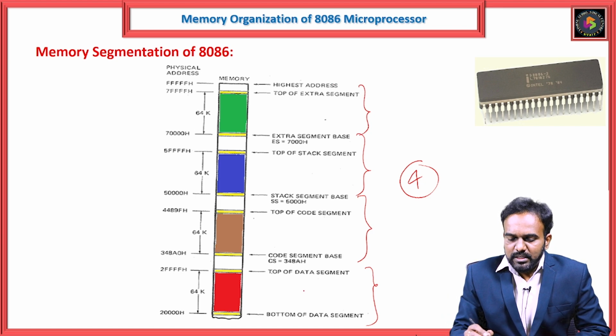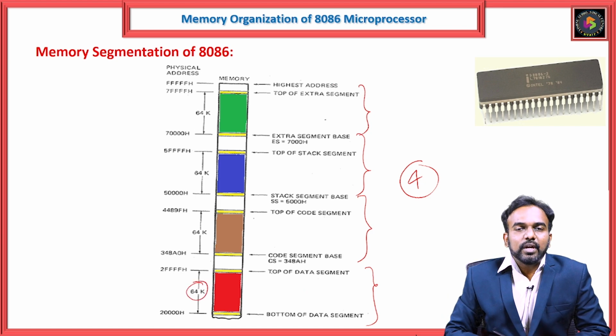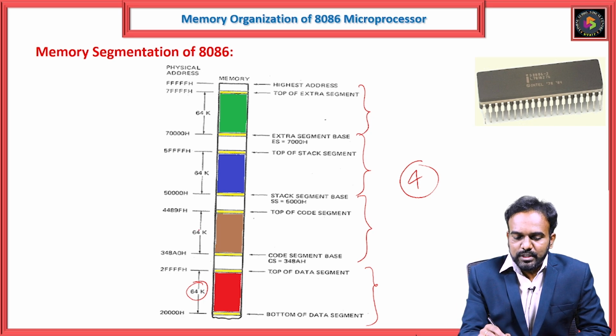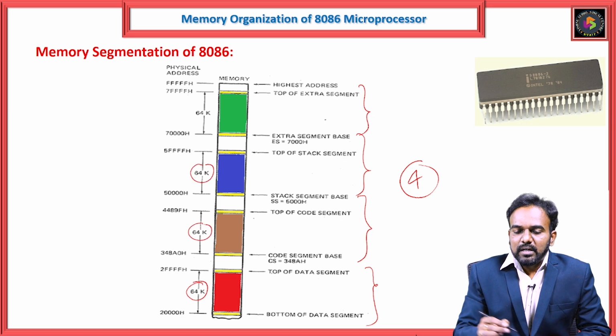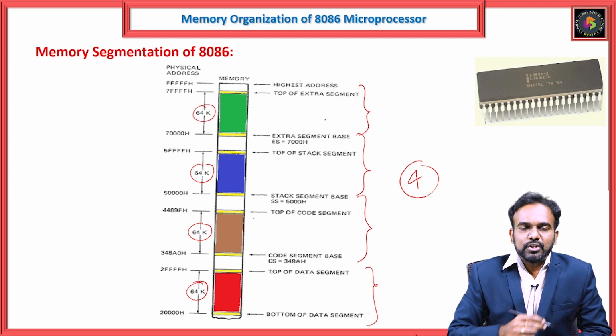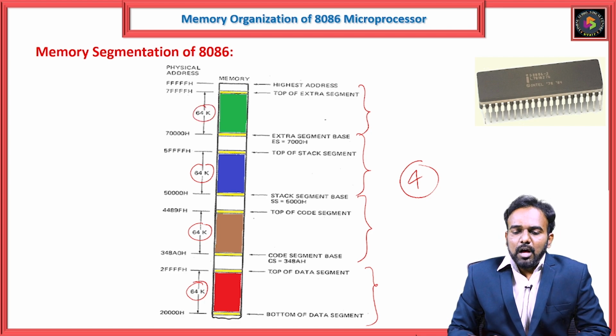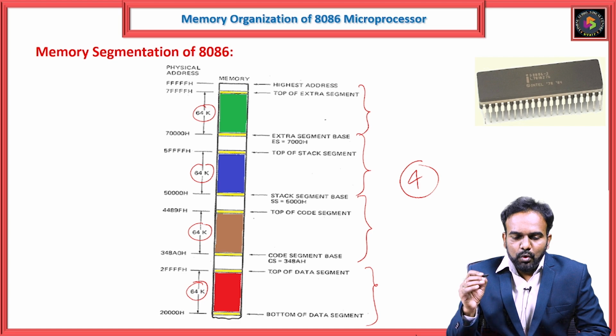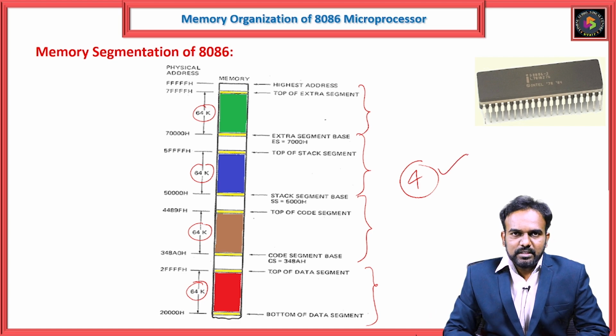The size of this data segment is 64 KB. The size of the code segment is 64 KB. The size of the stack segment is 64 KB. The size of the extra segment is 64 KB. Here, out of 16 segments, only 4 segments are initialized.